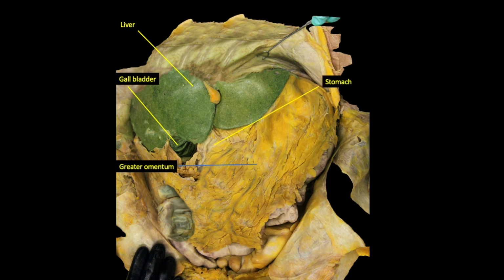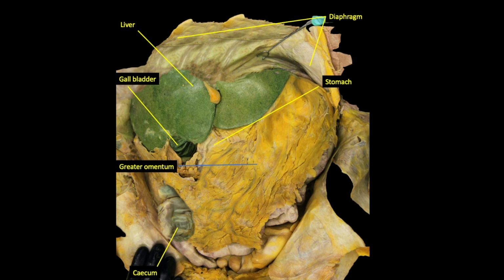Just to the left of the liver, we can see the stomach, which varies significantly in shape and size. The greater omentum takes its origin from the greater curvature of the stomach. Overlying the liver and stomach is a muscular diaphragm, which separates the thorax from the abdomen. Here, we have raised the diaphragm to better visualize the liver.